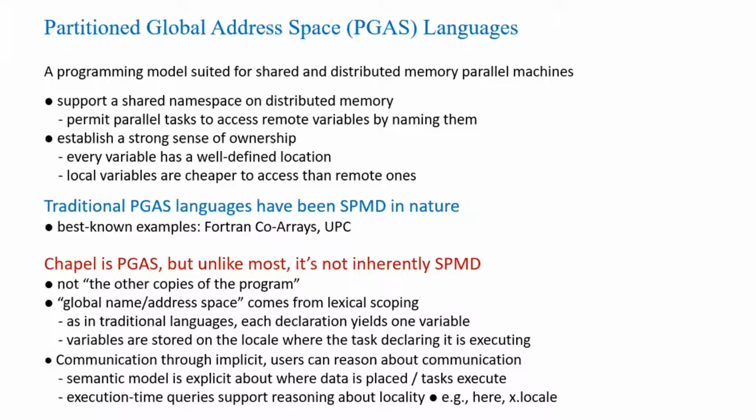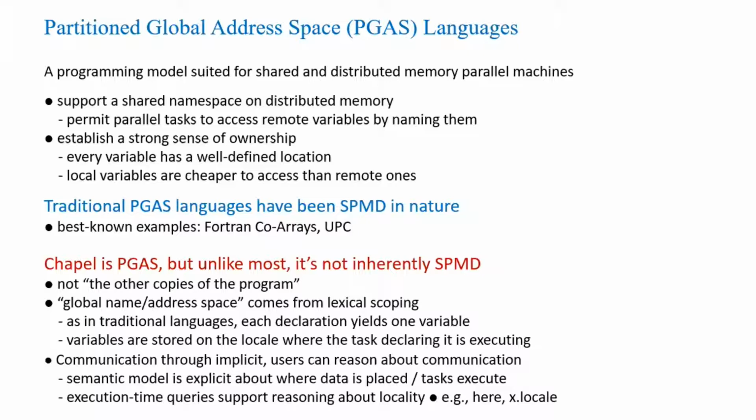In the meantime, it establishes a strong sense of ownership. Every variable has a well-defined location, and local variables are cheaper to access than remote ones. The traditional PGAS languages have been SPMD in nature. The best known examples are Fortran Co-Array and UPC. These two languages are still under development as well. A few others have actually stopped, I guess because not many were interested in them, or maybe the funding agency stopped funding them.